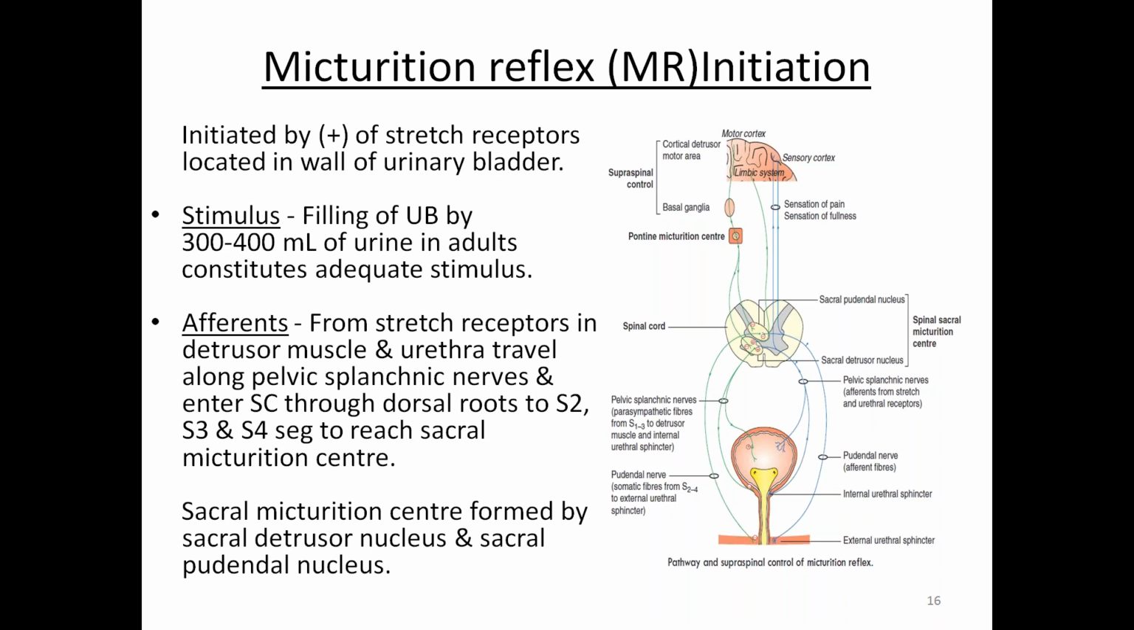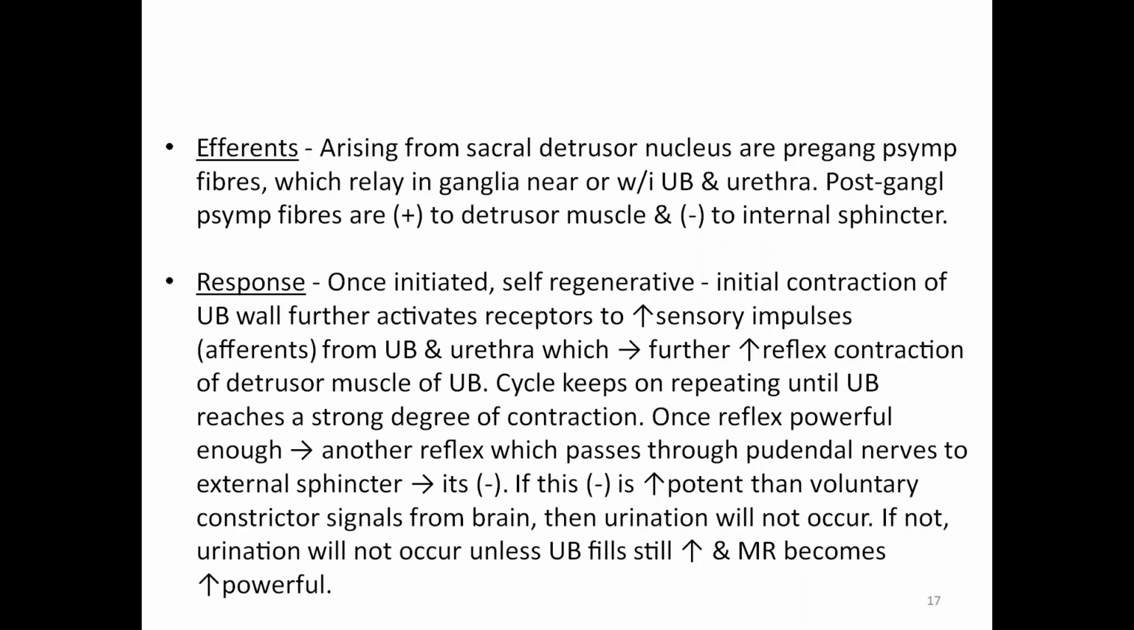Okay. So once a micturition reflex has occurred, but if it has not succeeded in emptying the bladder, the nervous elements of the reflex usually remain in an inhibited state for at least a few minutes to an hour before another micturition reflex occurs. Okay. And once the micturition reflex becomes powerful enough, this will cause another reflex which passes through pudendal nerves to the external sphincter to cause its inhibition.